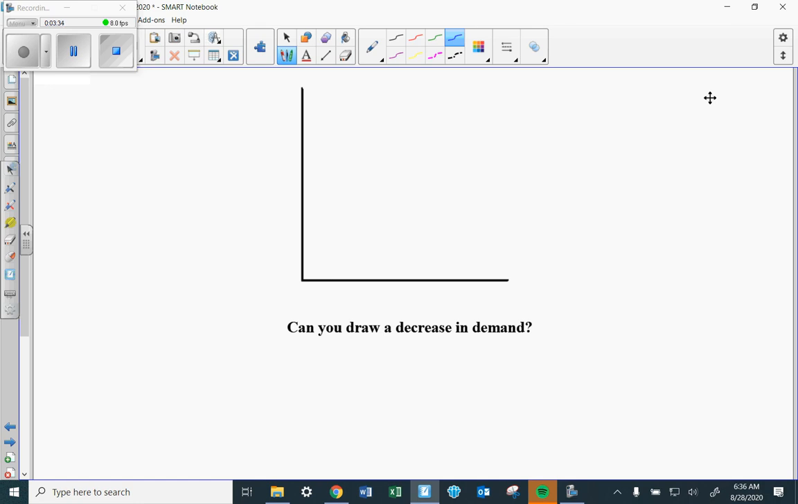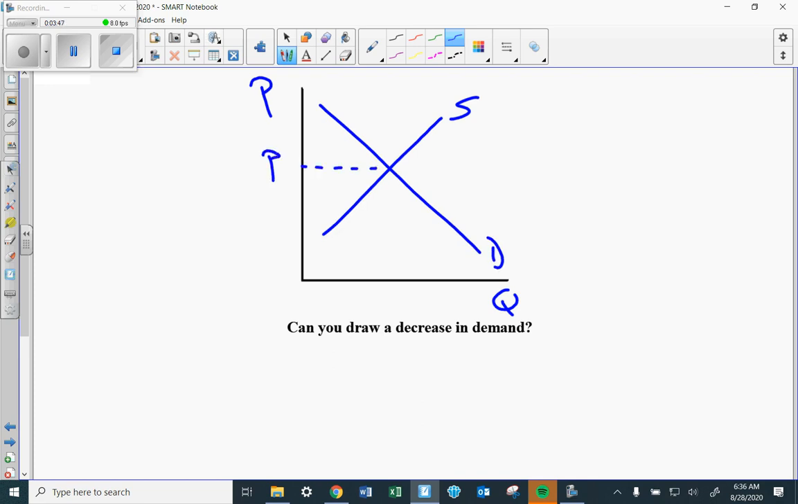Okay, so now that you think you've drawn it, let's check your work. How do we draw a decrease in demand? We do our price and quantity. We've got our supply and our demand curve. We have our equilibrium price and equilibrium quantity. Start at equilibrium, always, always, always start at equilibrium. And now we're going to get a decrease in demand. Again, it would be one of the determinants. The demand curve shifts to the left. What happens is we go to our new equilibrium point: price decreases, quantity decreases.